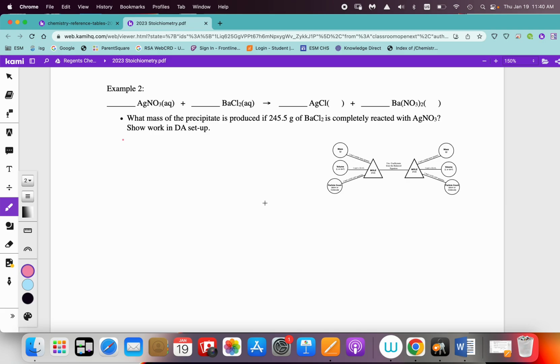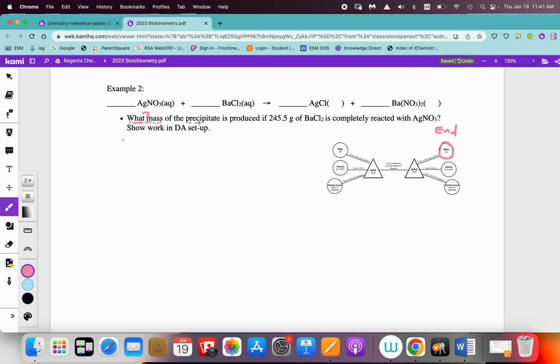To page 124. I'm a creature of habit, so I start the process the same every time. I identify first, what am I supposed to achieve in this problem? This says, what mass? So that's my end point. And on our stoichiometric diagram, the right-hand side is always the end. So I am ending here in the most right-hand mass.